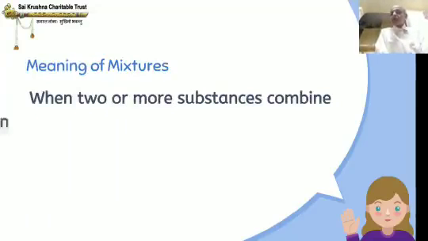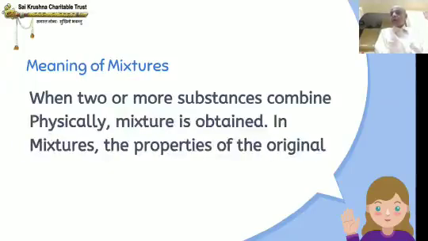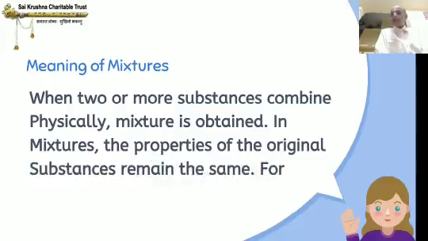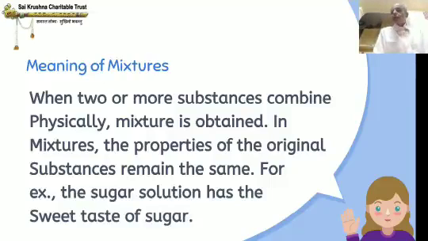When two or more substances combine physically, a mixture is obtained. In mixtures, the properties of the original substances remain the same. For example, the sugar solution has the sweet taste of sugar. So when two or more substances combine physically, a mixture is obtained. Now let us take, for example, sugar and water.